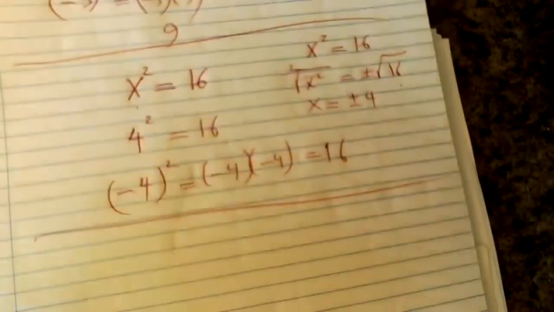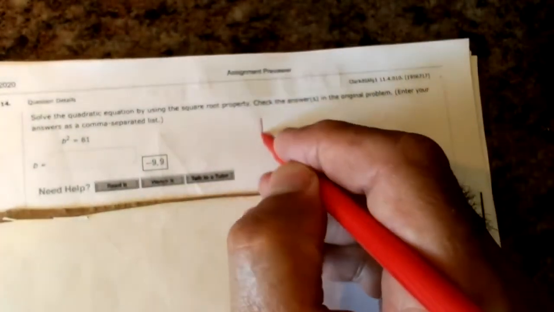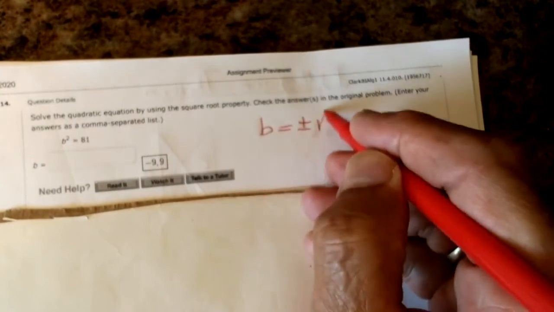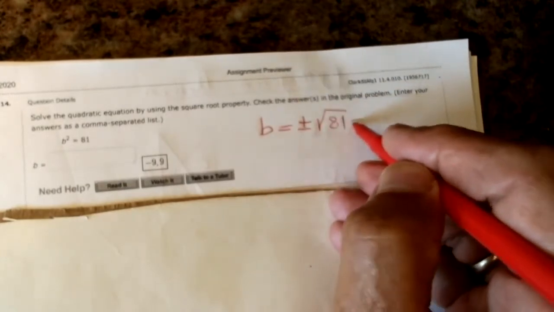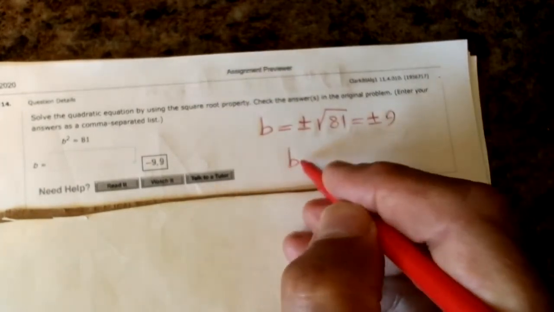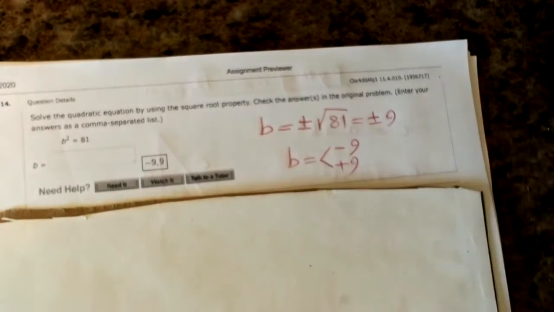So from now on, when you have equations like here, B squared equals 81, you just say B is plus or minus radical 81, which is plus or minus 9. I don't have to put the radical on this side anymore. Plus or minus 9 means you have two answers. One is negative 9 and one is positive 9, okay?